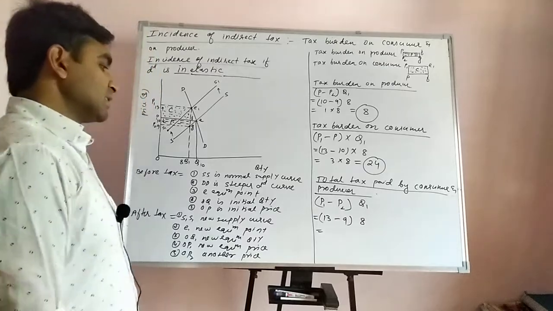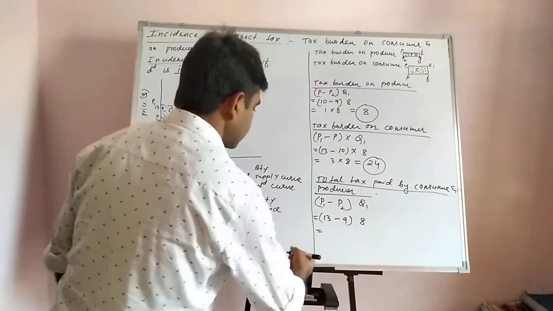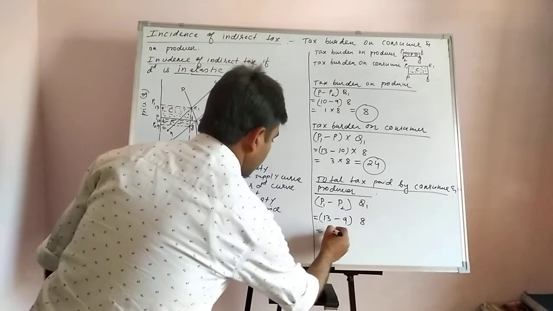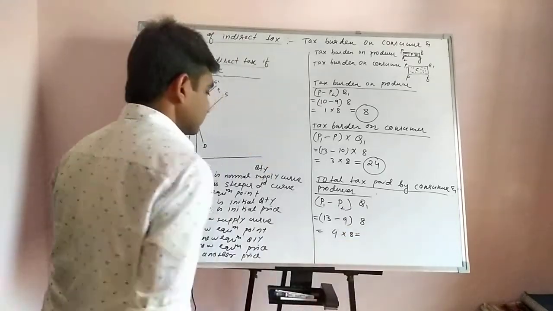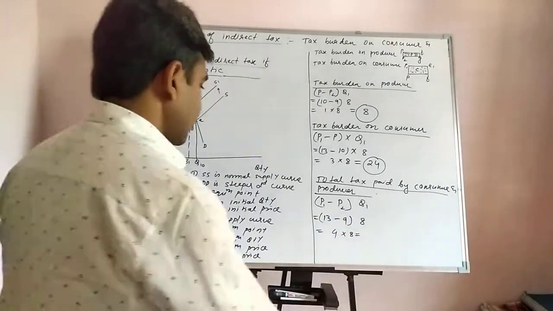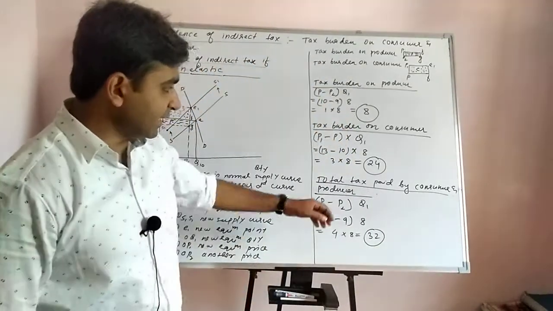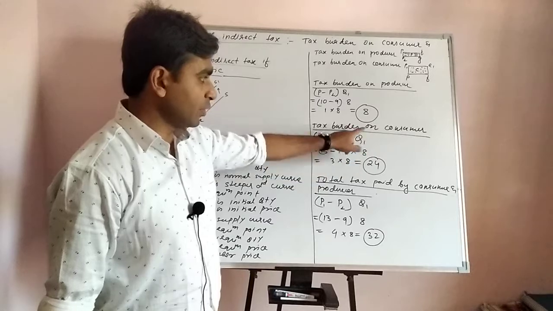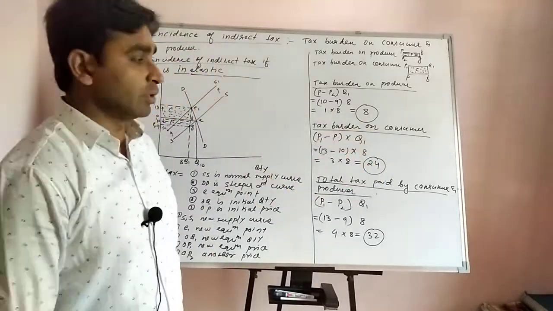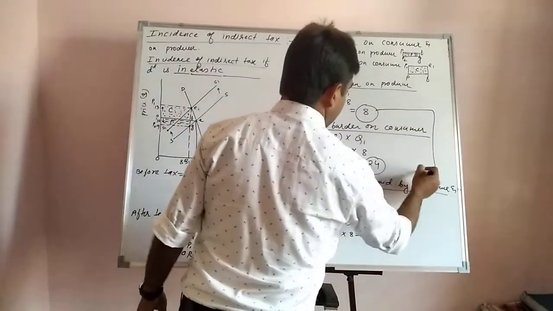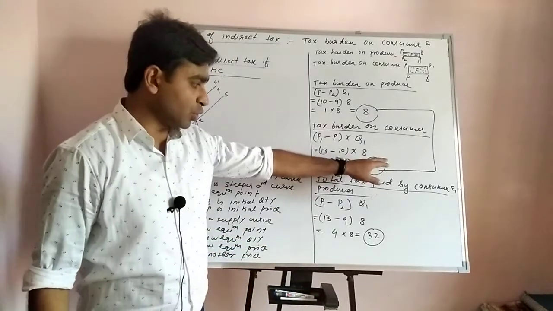So 13 minus 9 how much? It will be 4, into 8, right? And it will be 32. So now let's add this 8 and 24. You will get 32. So if you add this producer plus consumer, you will get the total 32, and we got here total 32.